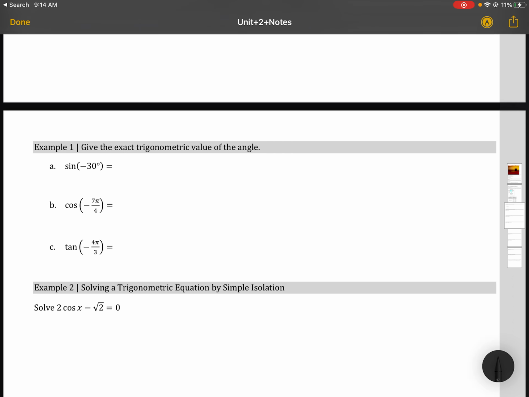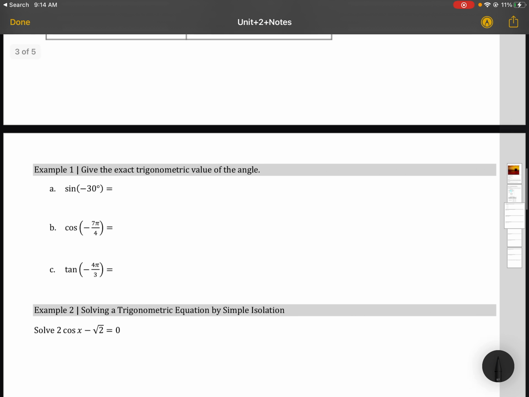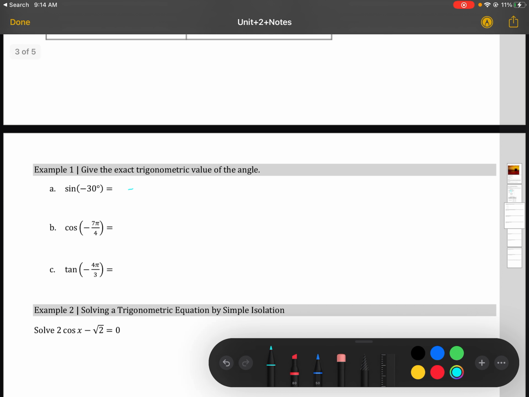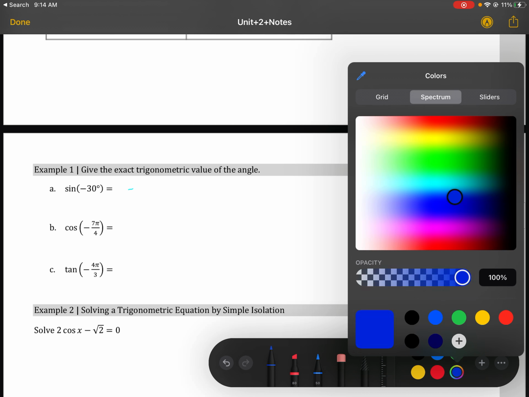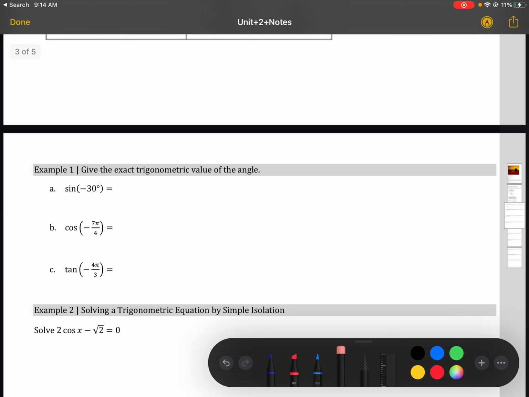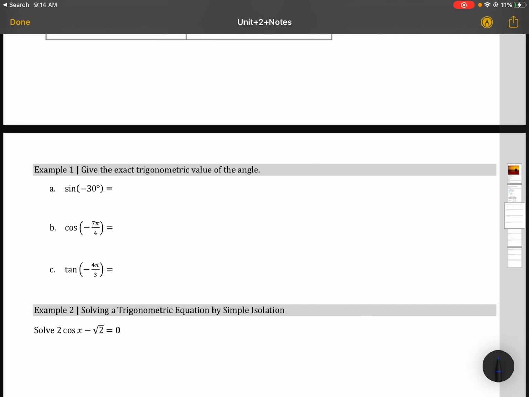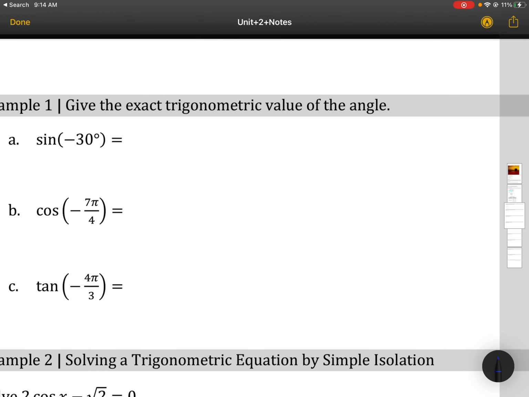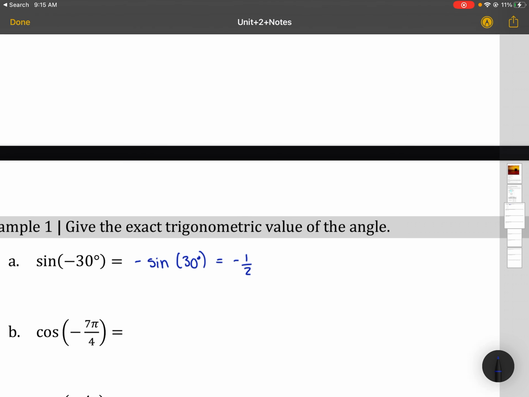All right, so for the first example, we have the sine of negative 30 degrees. Now, sine's an odd function, so sine of negative 30 is negative sine of positive 30 degrees. And we know that the sine of 30 is a half, so negative sine of 30 is negative 1/2.